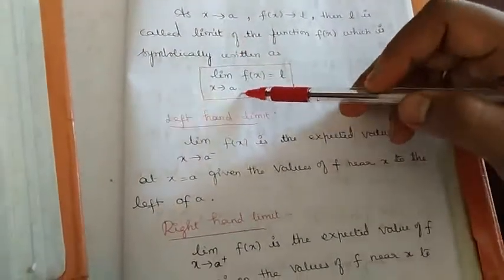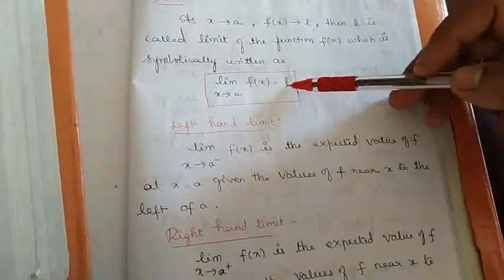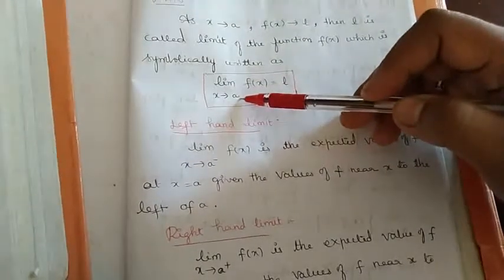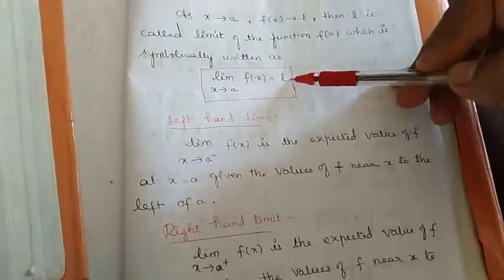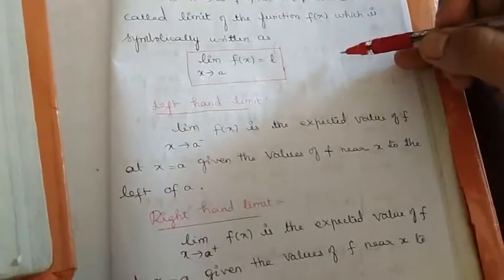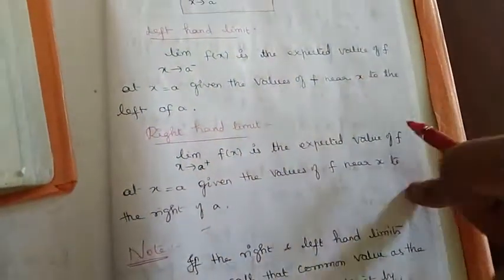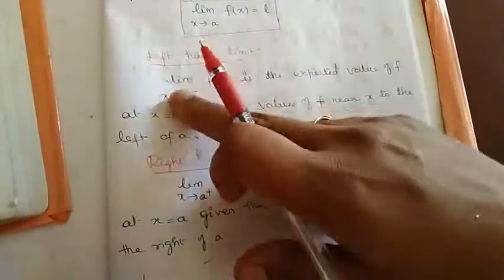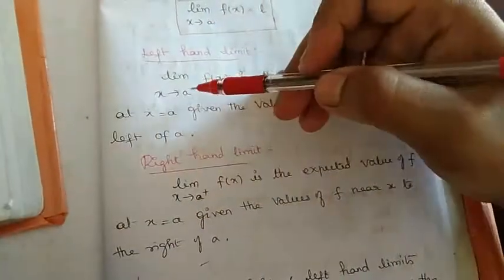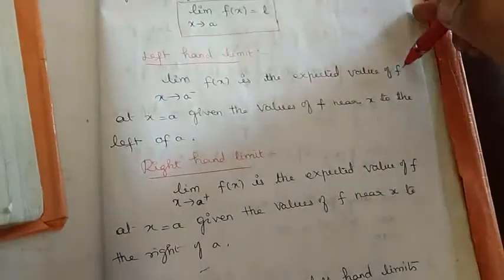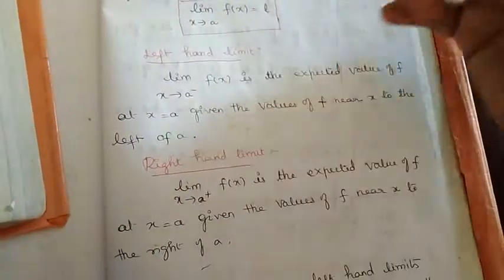Then we will denote it as limit x tends to a, f of x equal to L. When x approaches the value a, f of x will approach the value L. That is the meaning of the limit. Then we have seen two types of limit, left hand limit and the right hand limit. Limit x tends to a minus, left hand limit is denoted by a minus, this is the expected value of f at x equal to a.